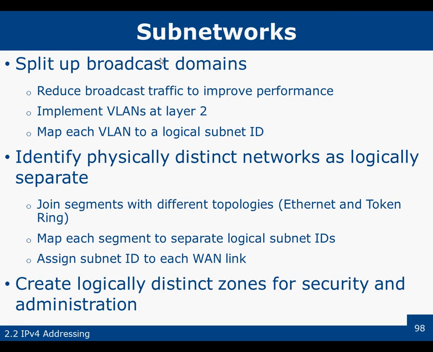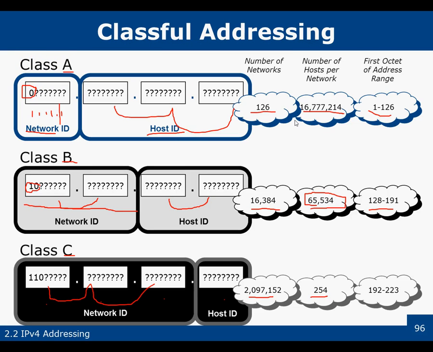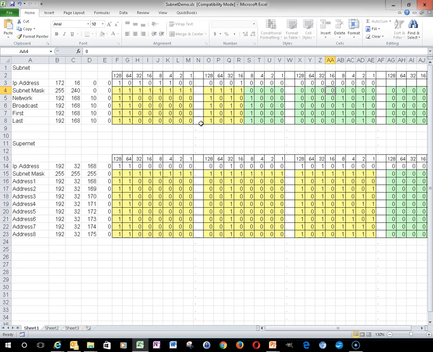Subnetworks is when we split up the broadcast domains, and we talked about these things. Let's go back here a little bit. We have 16 million addresses, 16,777,000 addresses in a Class A network, 65,000 of them in a Class B network. What we might want to do is make these things smaller.